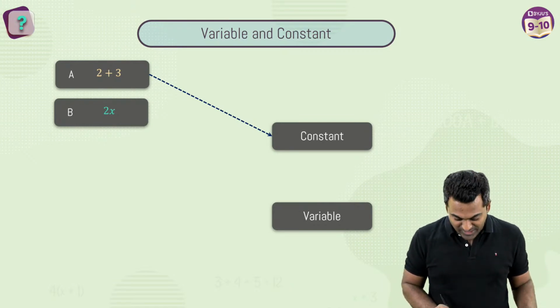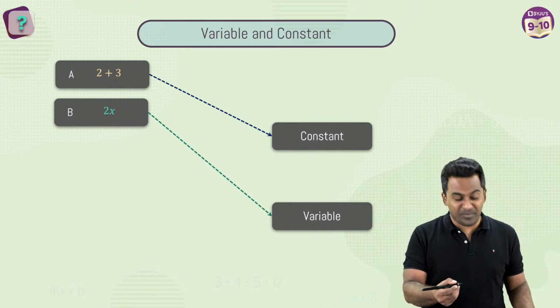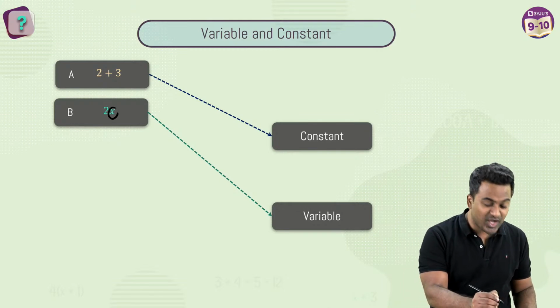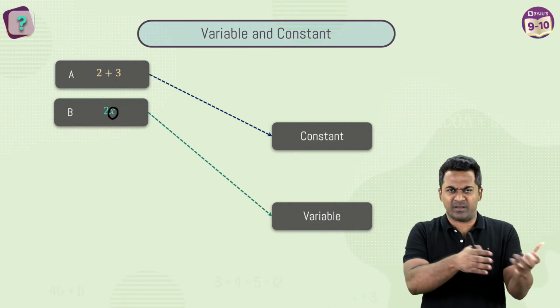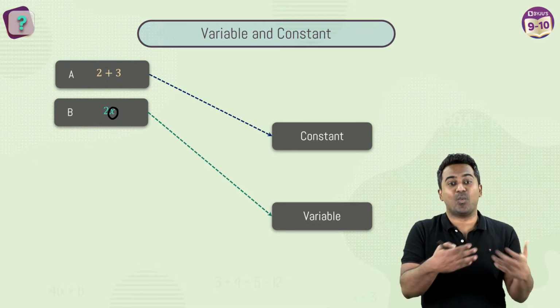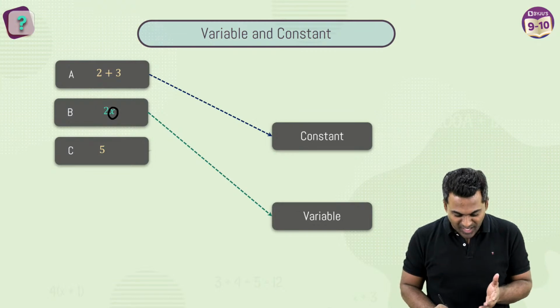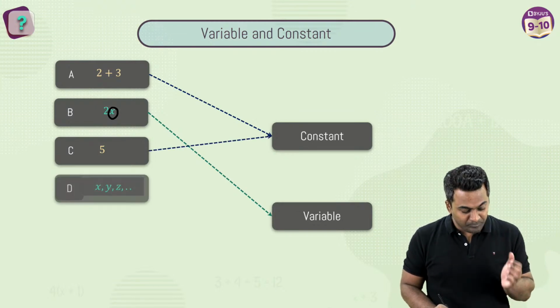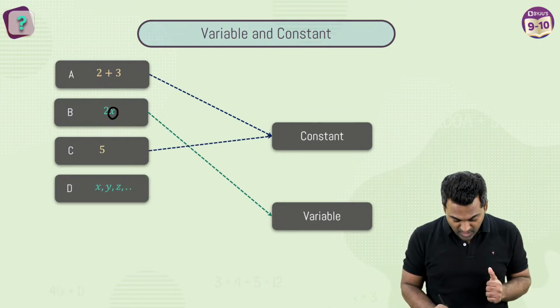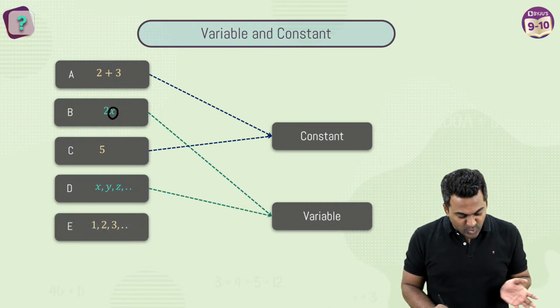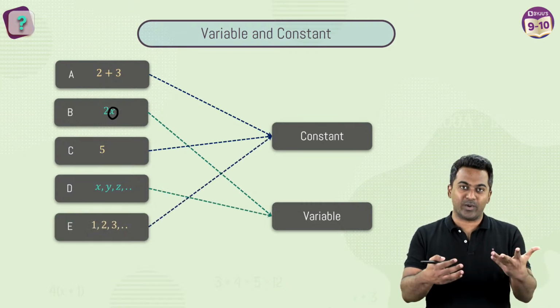All right, cool. So you guys are absolutely right. This is going to be a variable. Why is it going to be a variable? Because x is here. We don't know what x is. It can be 1, it can be 2, it can be -1, -2, whatever. Right? Next thing, 5. Well, this one should be pretty simple. I need not ask you this. This is going to be a constant. X, Y, Z. All of these are going to be variables. And then 1, 2, 3, on and on and on. All of these are going to be constant.